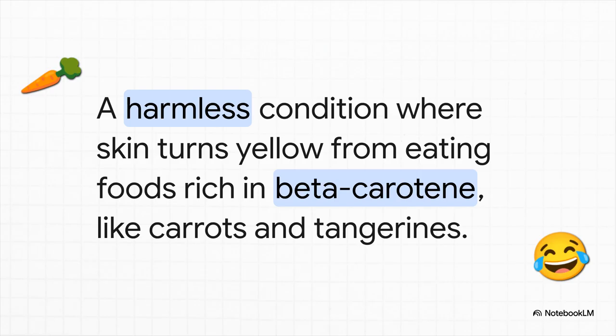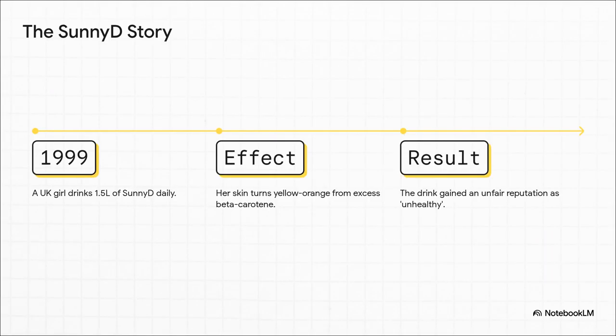Carotenemia. It's tied directly to the carotenes in those colorful foods. This exact same thing actually led to a pretty big media story in the UK back in 1999. There was a young girl whose skin turned a distinct yellow-orange color because she was drinking about 1.5 liters of Sunny D every single day. Now, it gave the drink a bit of an unfair bad rap for a while, but the cause was exactly the same harmless thing, carotenemia, from all that beta-carotene they added to it.